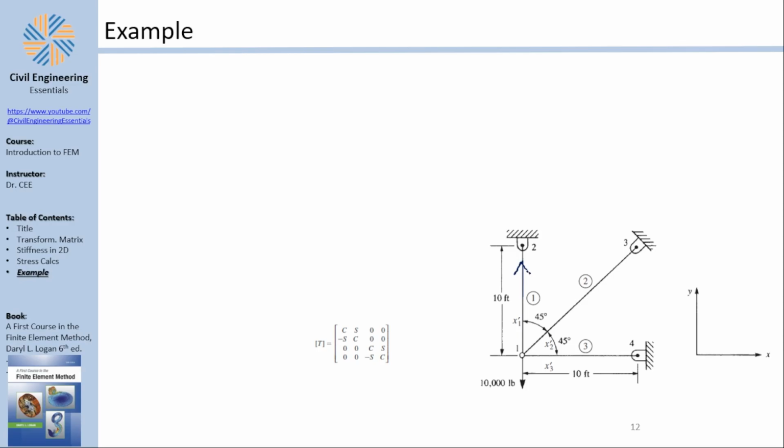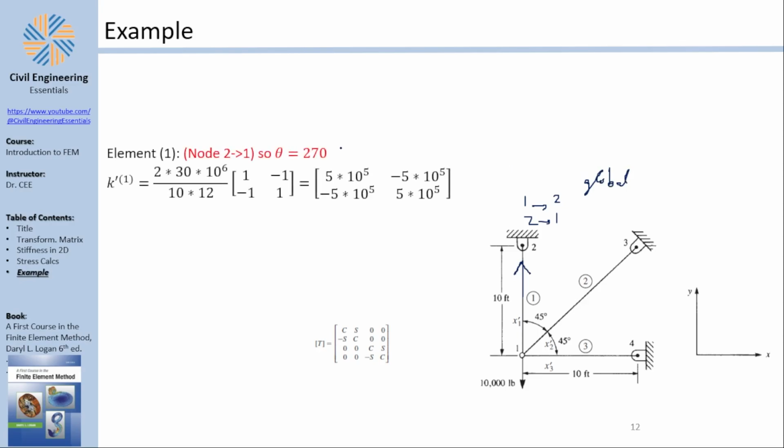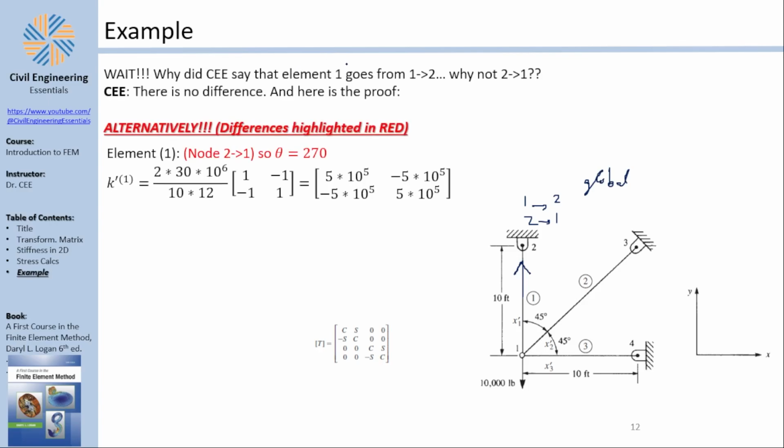Now, does it make any difference if you say from 1 to 2 and from 2 to 1? The answer is that the global stiffness matrix will not care and you will get the same global stiffness matrix, so there is no change. And here is a proof for you. I'm gonna do it from 2 to 1 and all the changes are highlighted in red.